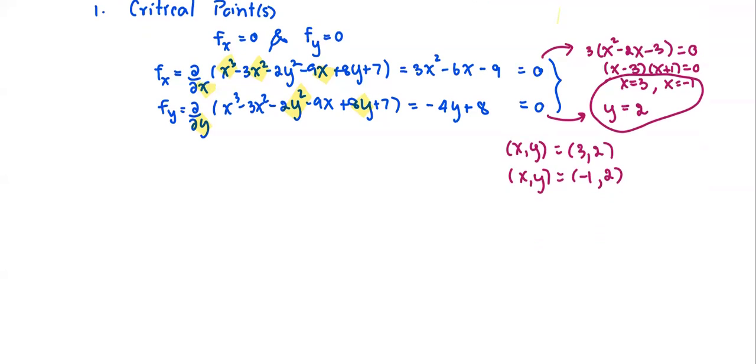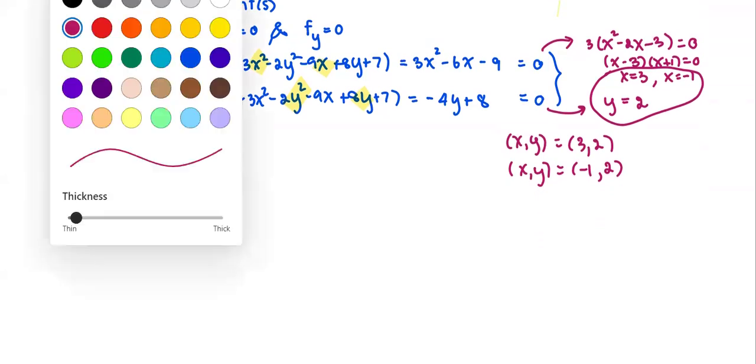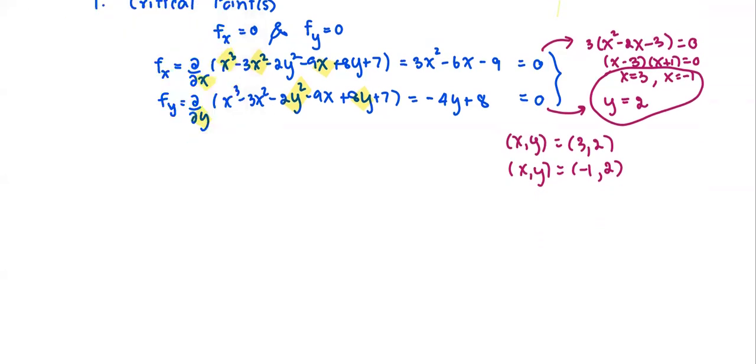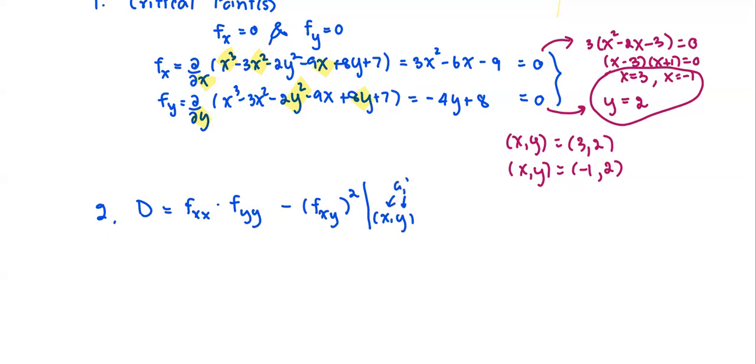Next, we're going to compute the quantity D. The D value is from the second partial derivative with respect to x times the second partial derivative with respect to y, minus the second partial derivative with respect to x and y, quantity squared, and then evaluated at the critical point. Since we have two of them, I'm going to name them a and b, so a1, b1 and a2, b2.